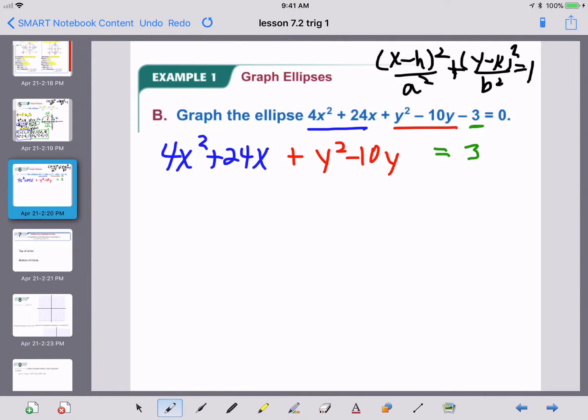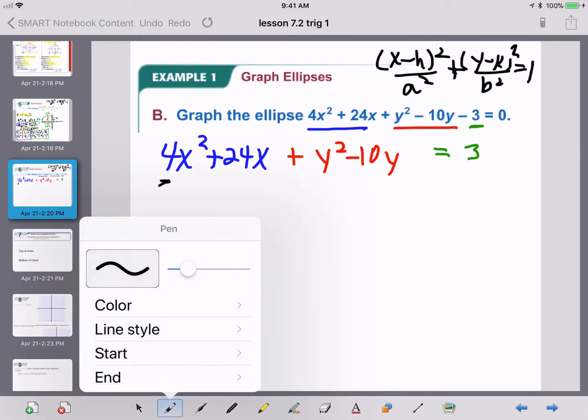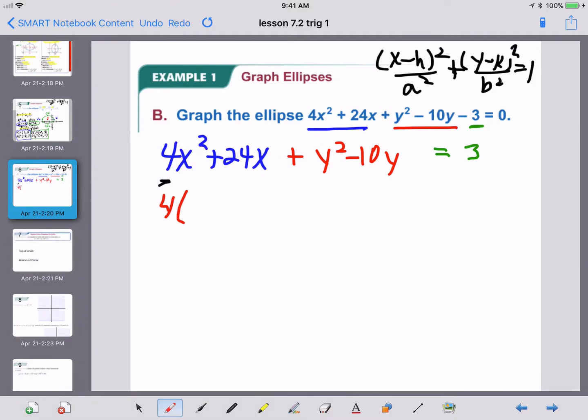So the first thing I need to do is, I don't like the fact that there's a 4 here in front of my x's. So I am going to take out a 4 from each of those. I'm going to leave a little blank there, and we'll discuss that blank in a minute. And there's nothing in front of the y, so we can call it a 1.